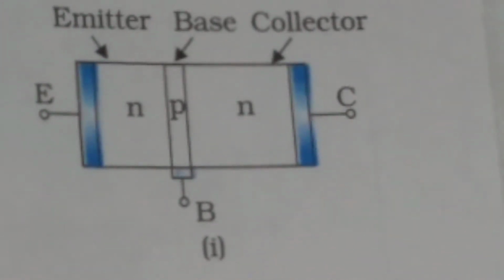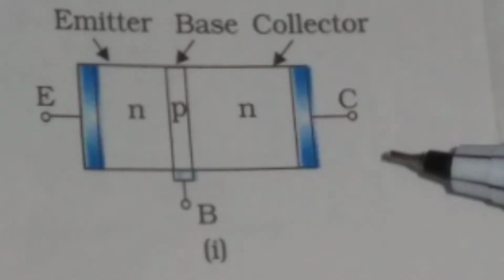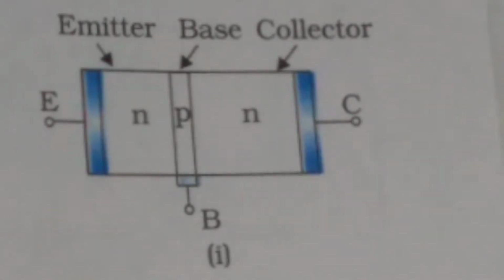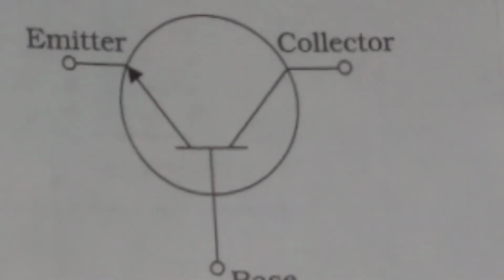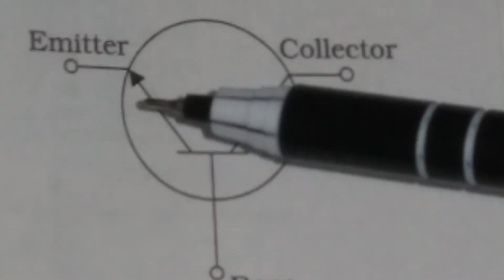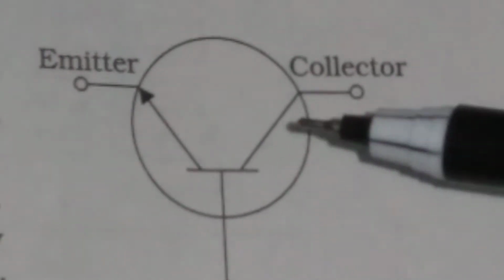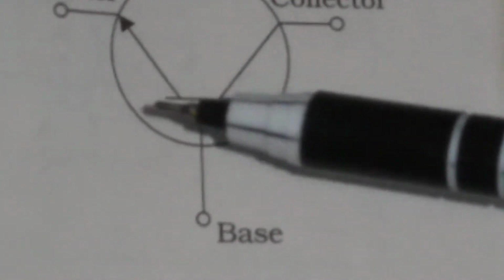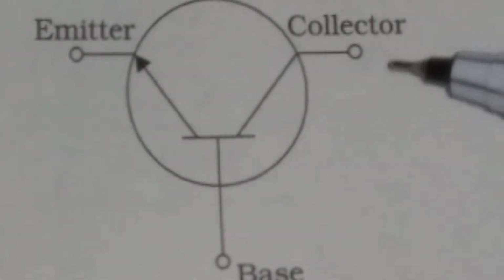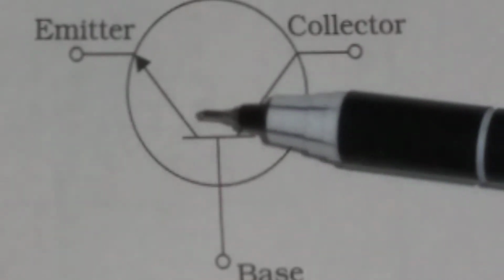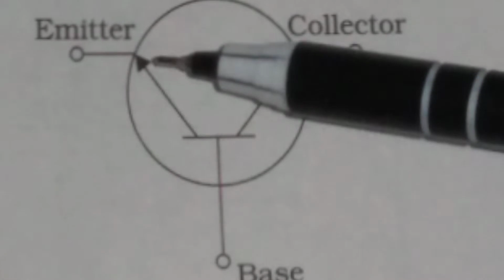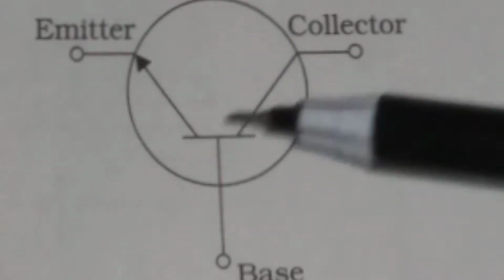Basically the NPN transistor consists of three doped regions: emitter, collector, and base. This is the symbol for the NPN transistor. This is N, this is P, and this is N, and this is your emitter, this is your base, and this is your collector. In the NPN transistor, the arrow mark is outward from the base line. Why this arrow mark is outward, we will discuss later on.